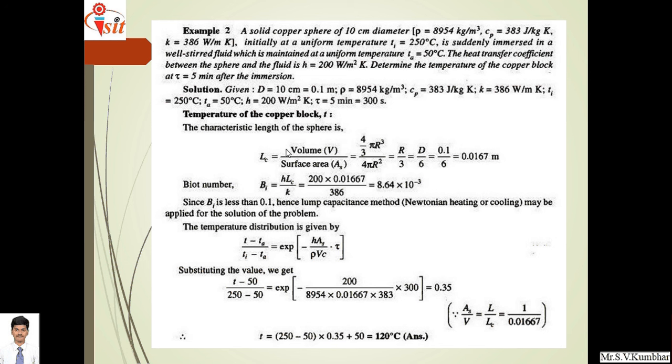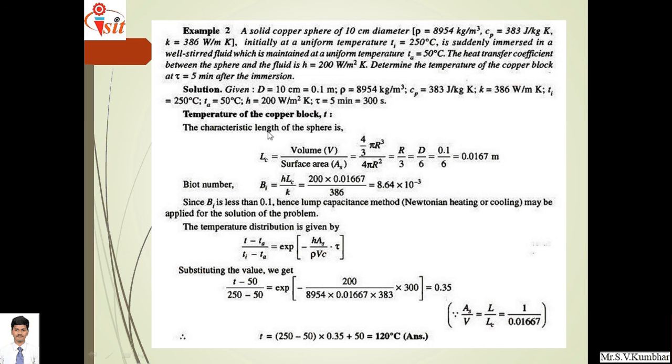So in the earlier problem we calculated time. In this problem we will calculate the temperature at a time interval of 5 minutes after immersion. Diameter of copper sphere is given, that is 10 centimeter, meaning 0.1 meter. Rho is given as 8954 kg per meter cube. Cp is given as 383 joule per kg Kelvin. Thermal conductivity k is given as 386 watt per meter Kelvin. Initial temperature is 250 degrees centigrade. Ambient temperature is 50 degrees centigrade. h is equal to 200 watt per meter square Kelvin. Tau is 5 minutes, that is 300 seconds.